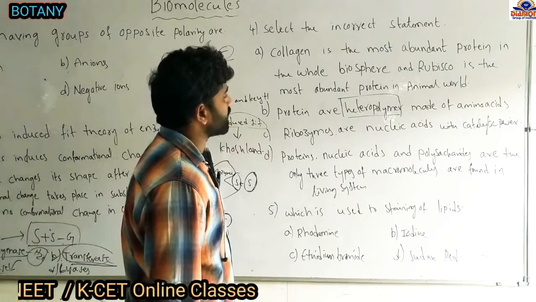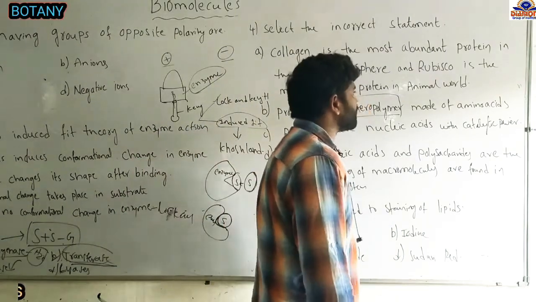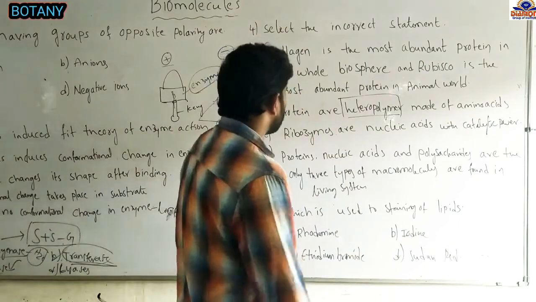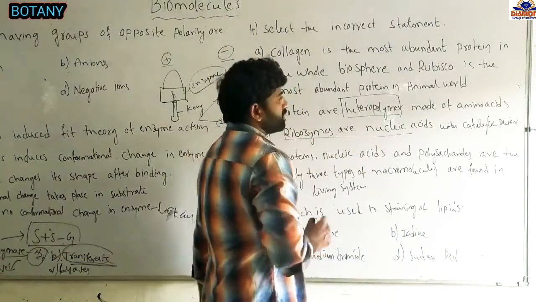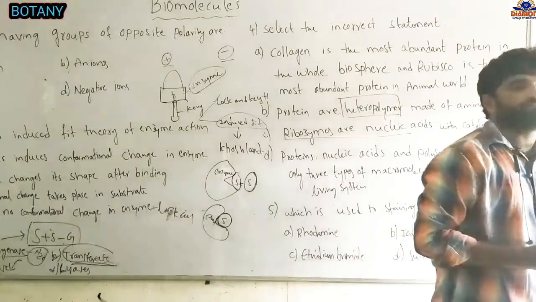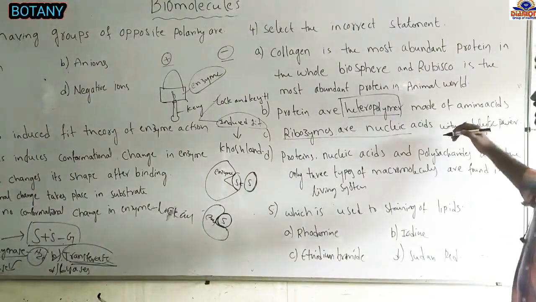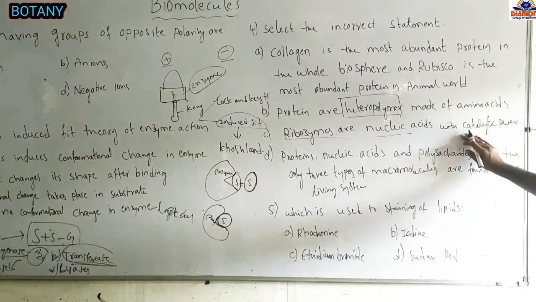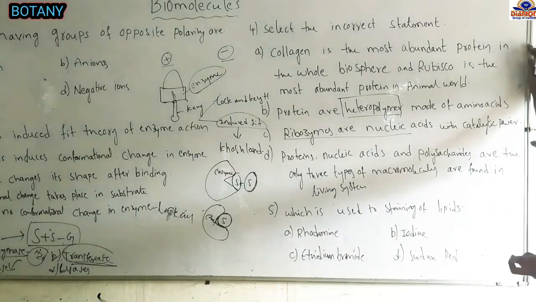And option C: ribozymes are nucleic acids with catalytic power. Ribozymes are nucleic acids only. Catalytic power means they can act like proteins, having the ability to break down molecules.